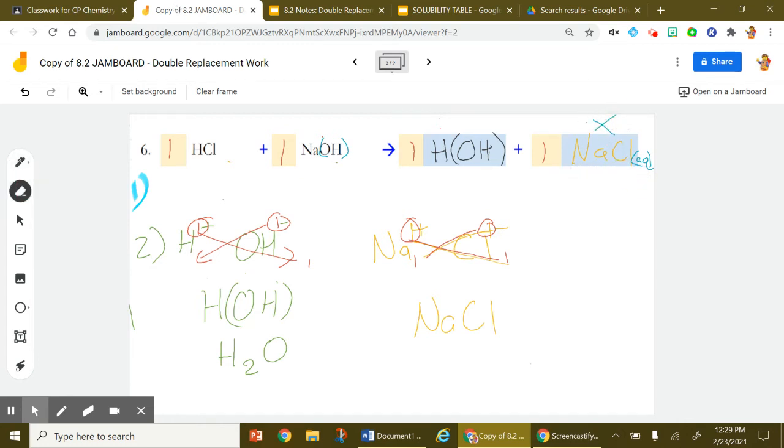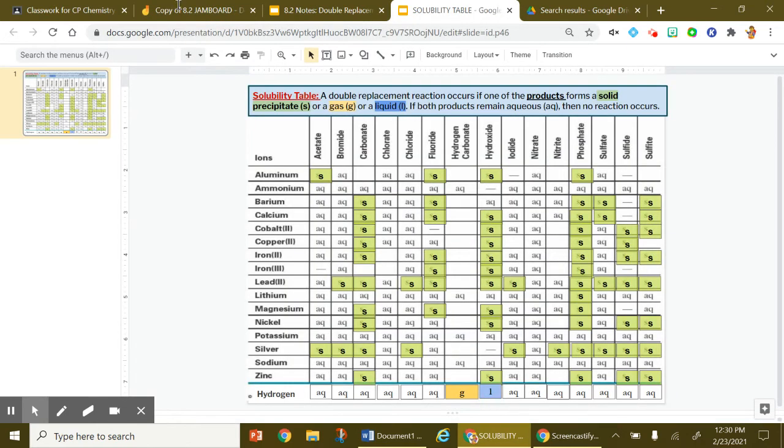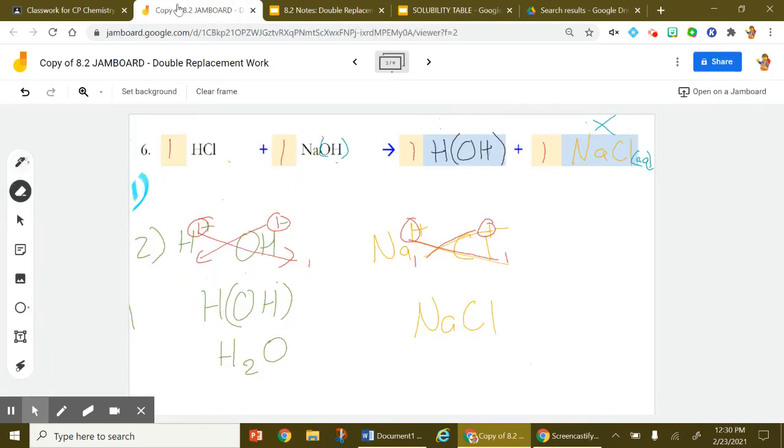Let's take a look if HOH is a solid, liquid, or gas. So we go to the solubility table. We go to hydrogen hydroxide. And hey, it's a liquid. It is in fact a liquid. We'll put it in another color. In fact, it's a liquid you're familiar with because HOH is actually H2O.